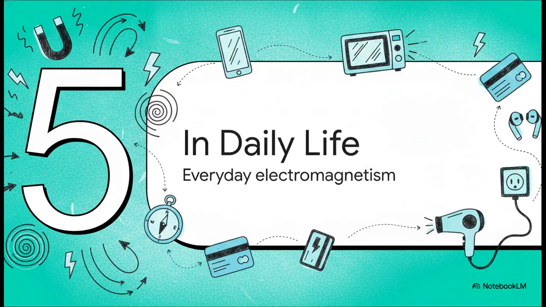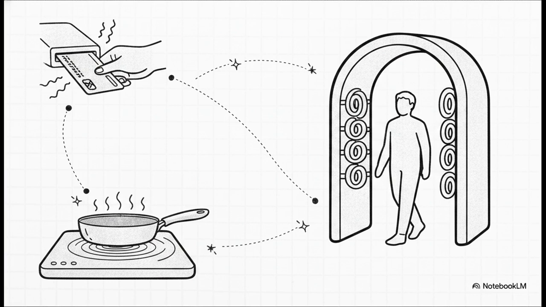Which brings us to our final part, Section 5, Electromagnetism in Daily Life. We've covered a lot of invisible math and physics today. So why do you actually need to know this? Let's connect all of this to your everyday routine. Electromagnetic induction is everywhere around you. When you swipe a classic ATM card, the changing magnetic field of that black strip induces a quick current in the scanner so it can read your data.